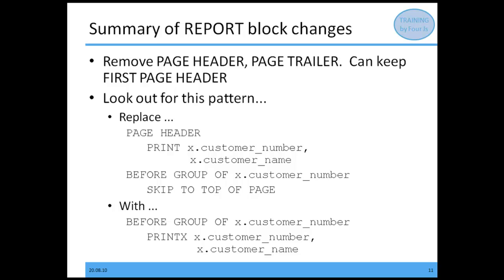You can keep the first page header. There are maybe things you want to send across prior to actually handling the data itself, but things to look out for. So instead of page header, print x.customer number, x.customer name, and then before group of x.customer number, skip to top of page, you're probably going to change that so it says before group of x.customer number, print x.customer number and x.customer name. And then inside of the report itself, you would set it up so that it had page breaks on the customer group, and then you would have the variables x.customer number and x.customer name available for use.